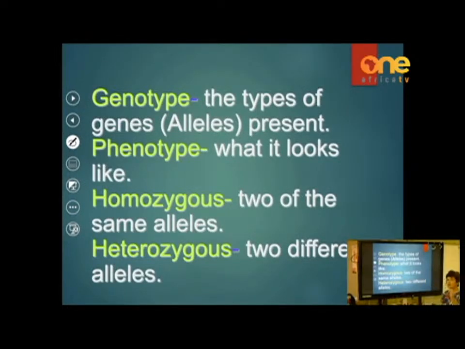Okay, so definitions. Genotype, the types of genes or alleles that is present. What is the gene of the father? Purple. Dominant purple. What is the gene of the mother?